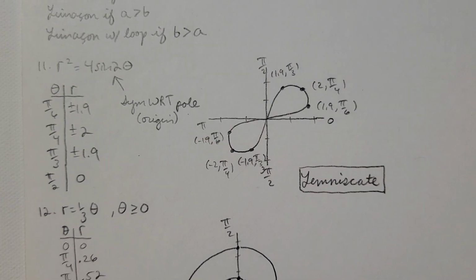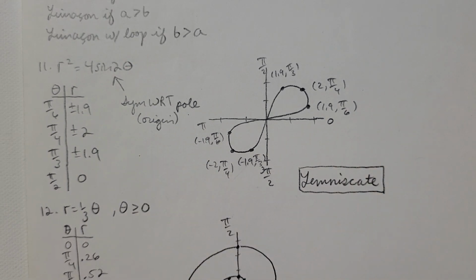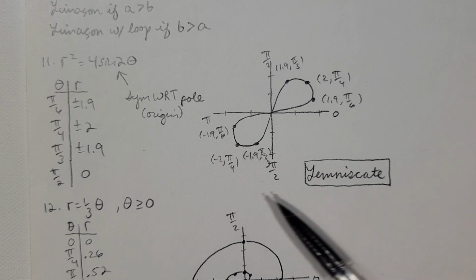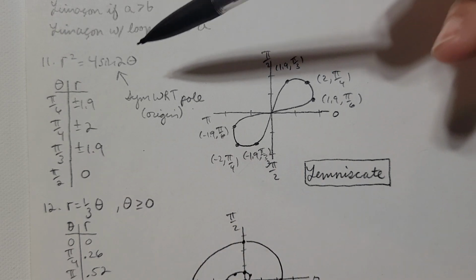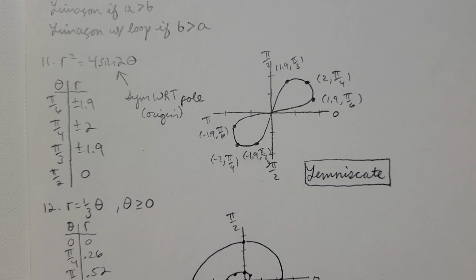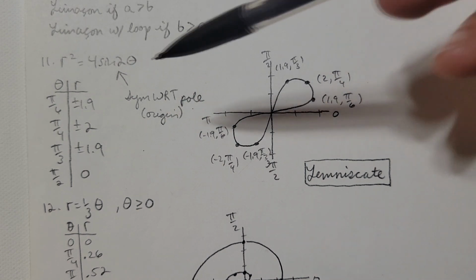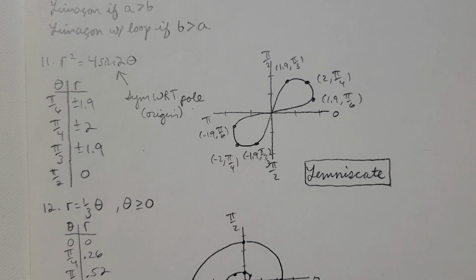We'll try problem 11 here next. We've got r squared equals 4 times sine 2 theta. So I'm going to set up a table of numbers here and select some theta values. If theta is pi over 6, let's see, sine of 2 times pi over 6, that'd be sine of pi over 3, which is root 3 over 2, times 4, that's 2 root 3. So r squared equals 2 root 3.